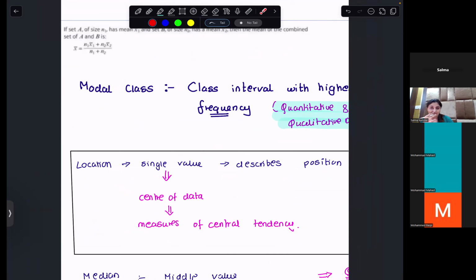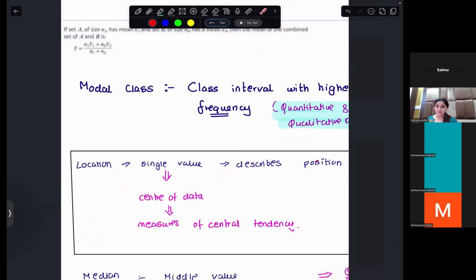Mode means the number which is repeated the most often. What is a modal class? The class interval with the highest frequency. Okay. So when I'm talking about location, what does a location describe? Location describes position. Location is always describing the position.